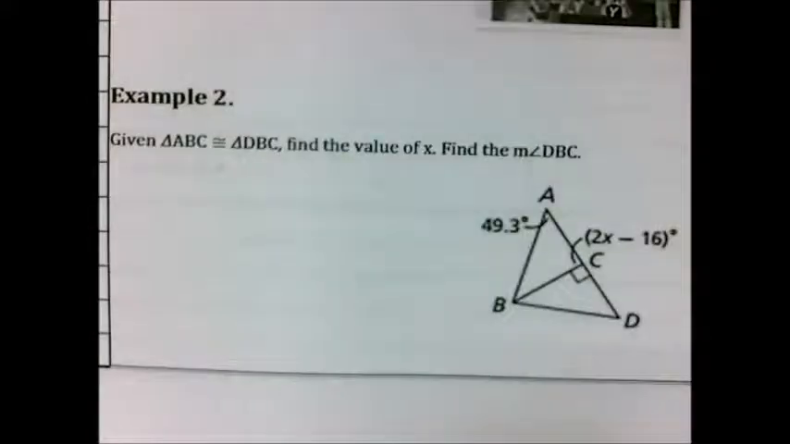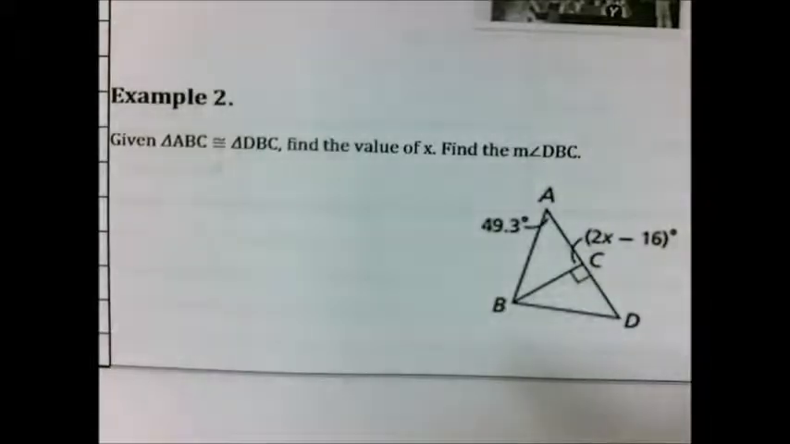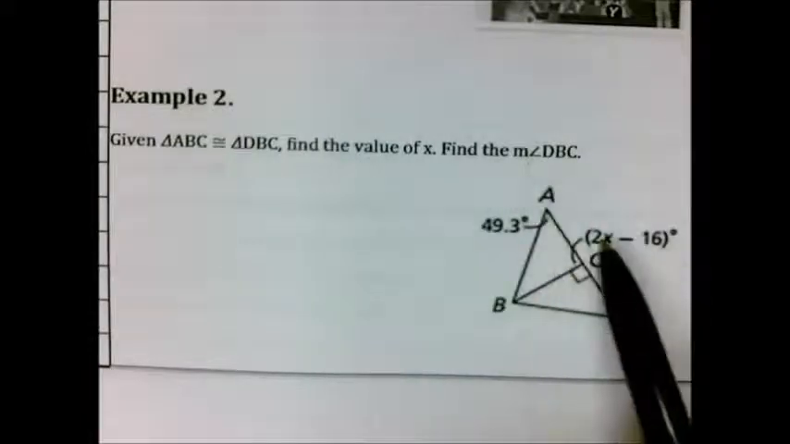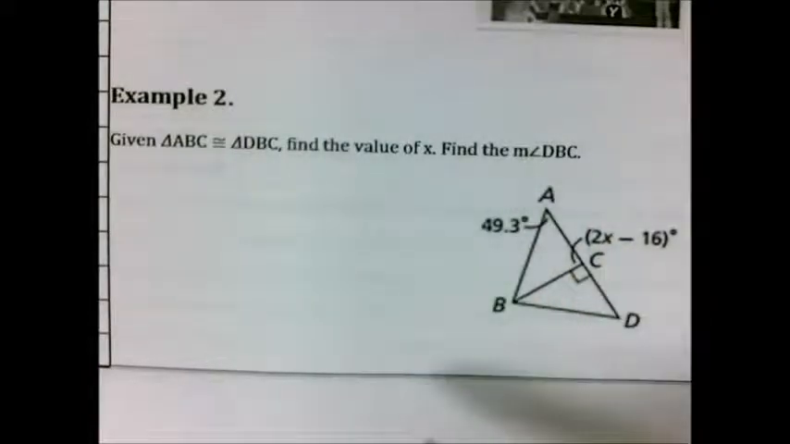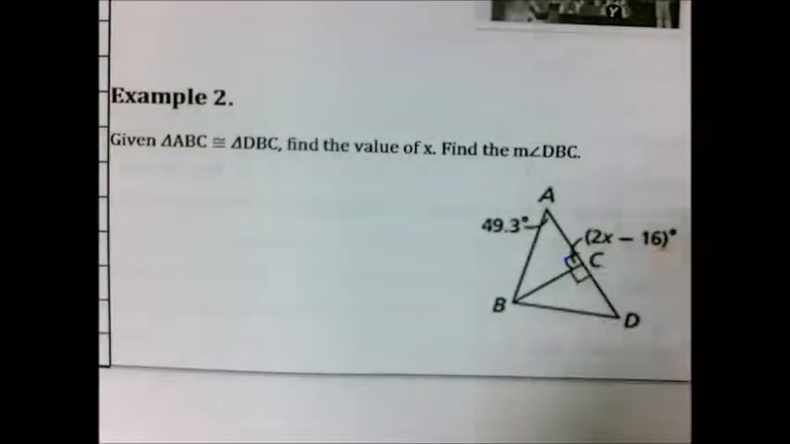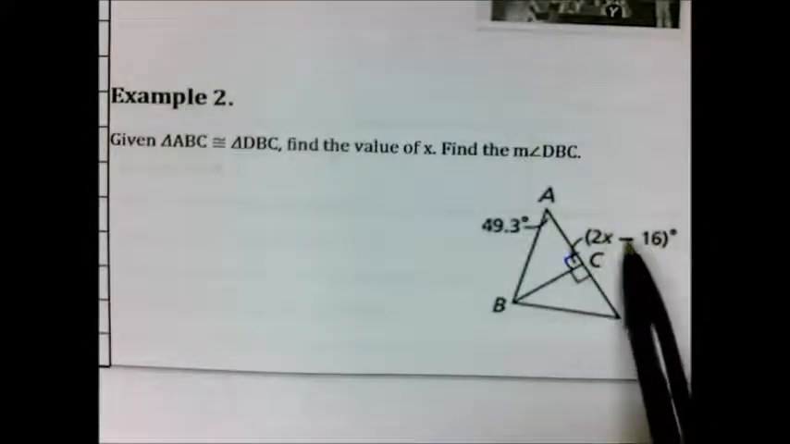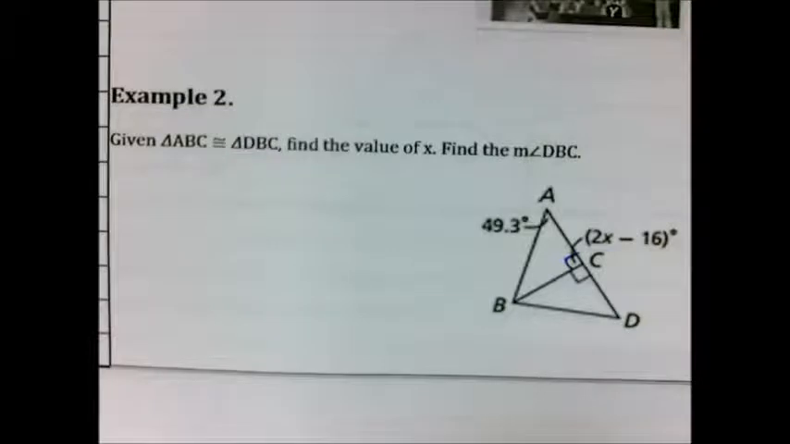Now example 2 says that we are given triangle ABC, which is right here, is congruent to triangle DBC. That's the information we're given. We want to find the value of x and then find the measure of angle DBC. Let's first focus on the value of x. Because these two triangles are congruent, we know that this angle has to be 90 degrees. Therefore, 2x minus 16 must equal 90 degrees.